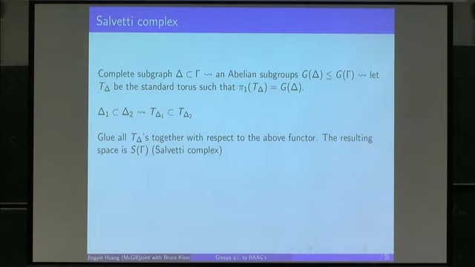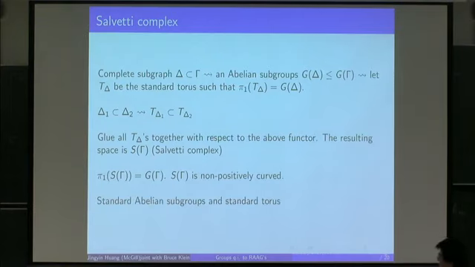It turns out that this is not hard to check. The fundamental group of this Salvetti complex is exactly your right-angled Artin group, and this space is non-positively curved. So its universal cover is contractible. So this is indeed the Eilenberg-MacLane space for the right-angled Artin group.